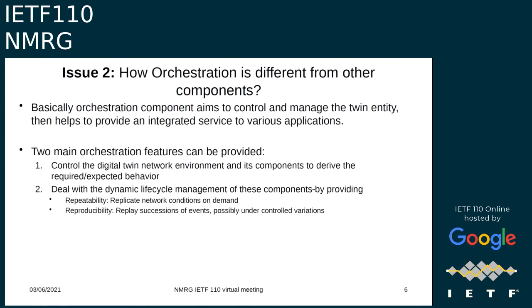The second issue is that among the 5 key elements, orchestration is one of the important ones. Basically, the orchestration component is used to control and manage twin entities, and with the application-facing interface, it can provide integrated service to various applications. We tried to figure out how orchestration is different from the other key elements, for example the model. One model role is to prescribe action based on service logic. Orchestration can also be broken down into 2 roles. The first is to control the digital twin network environment and its components to derive required behavior. The second, the main role of the orchestration component, is to provide life cycle management for all these components, with repeatability and reproducibility.